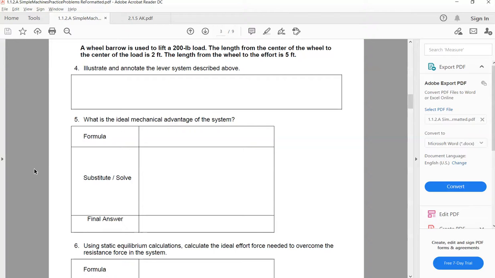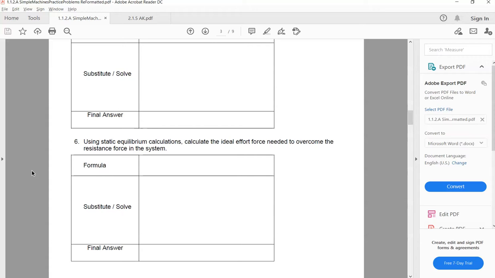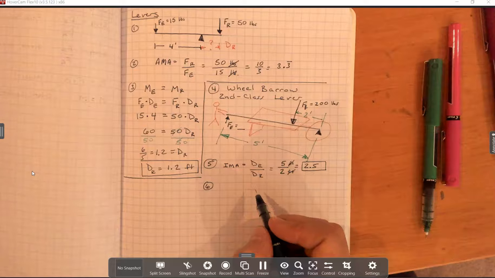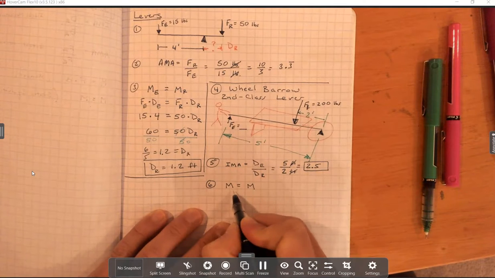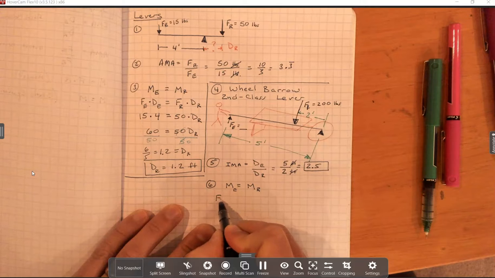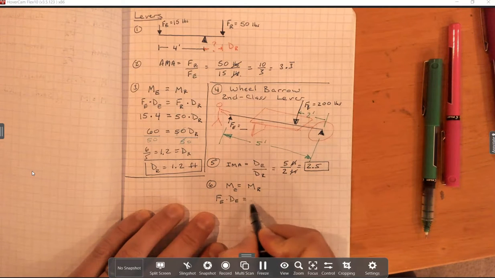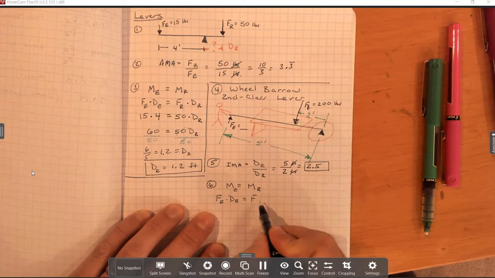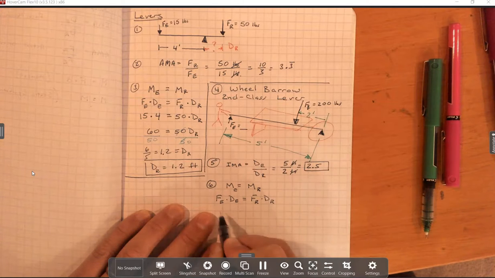Number 6 again asks, kind of like number 3, to use static equilibrium equations to figure out the ideal effort force needed to overcome the resistance force. So, using static equilibrium means we're setting the moments equal, one moment due to the effort and one due to the resistance. The effort moment is created by the effort force and the distance that force was from the fulcrum. The moment due to the resistance was again based on that resistance force and how far that resistance force was applied from the fulcrum.